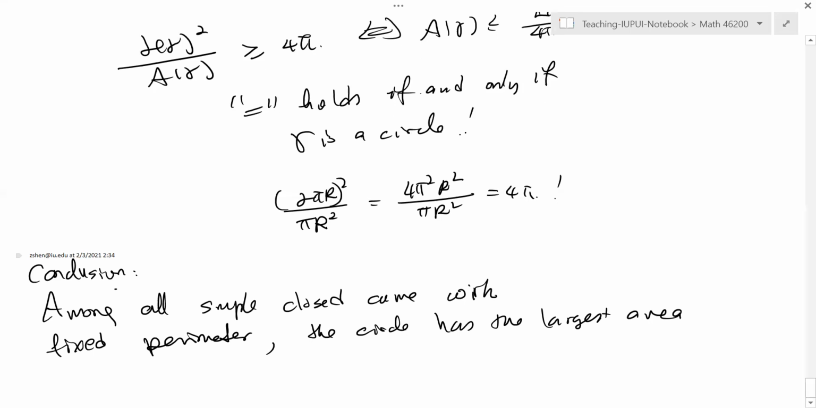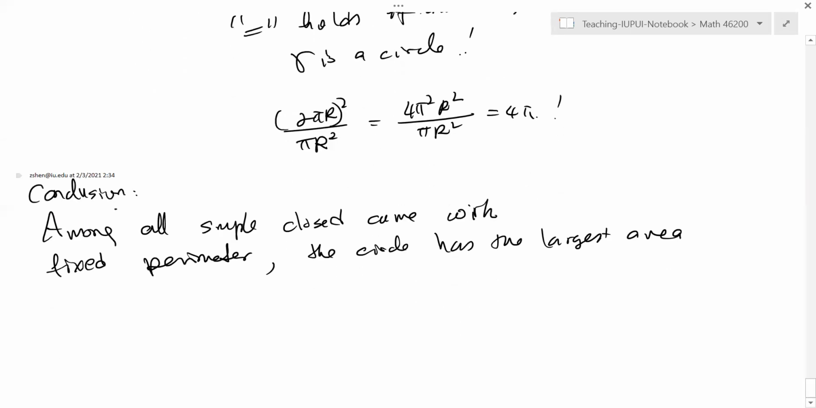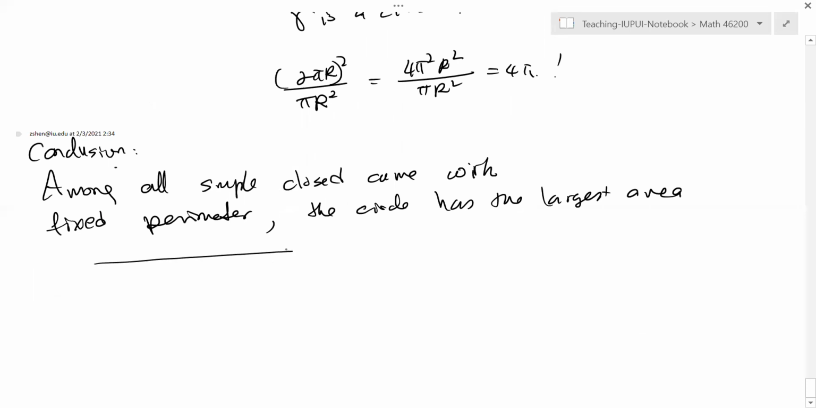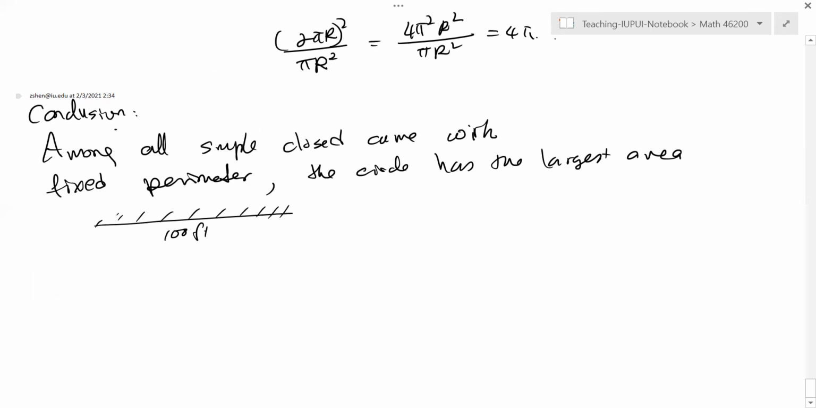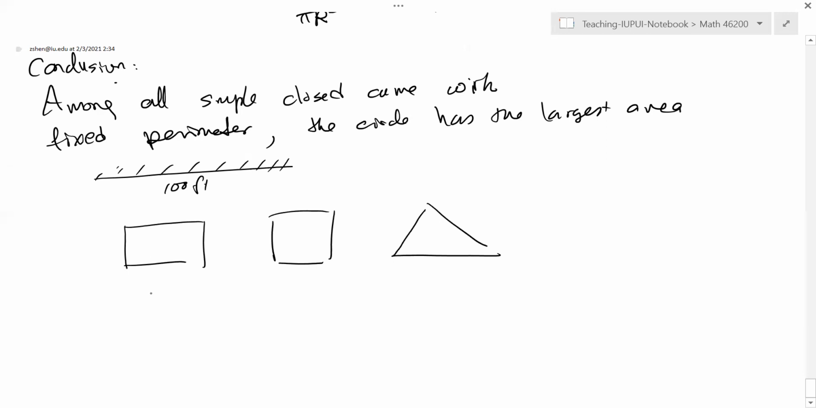Okay, so if you're given a piece of a fence, for example, right? And this is 100 feet. You want to include the region with the largest possible area, right? So how do you do that? You have lots of choices, rectangle, right? And you can have a square, right? You can have a triangle, but the circle has the largest area.